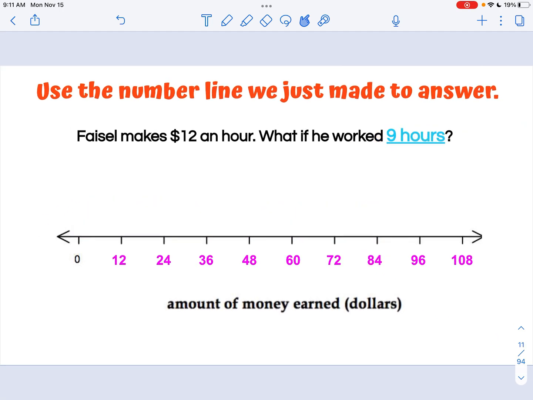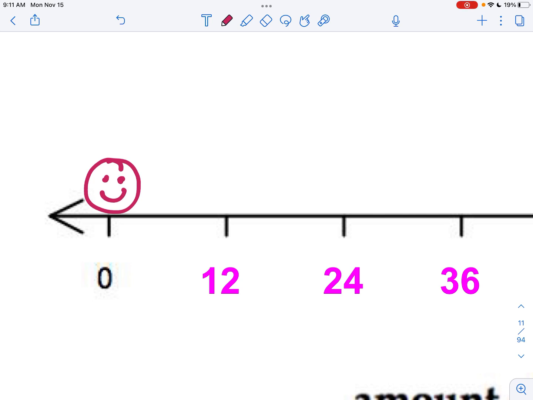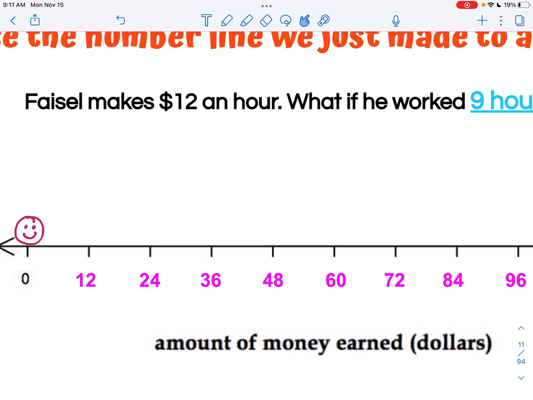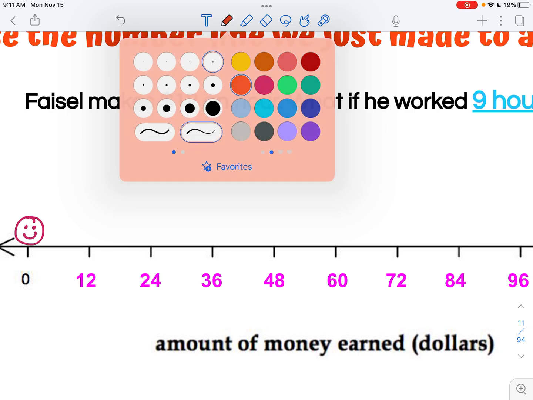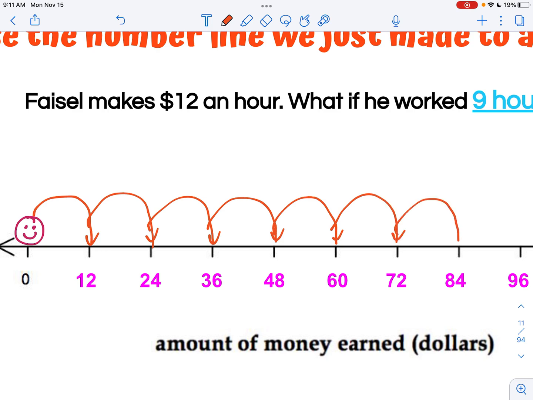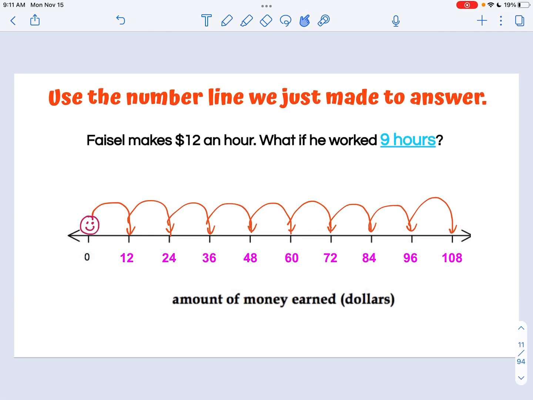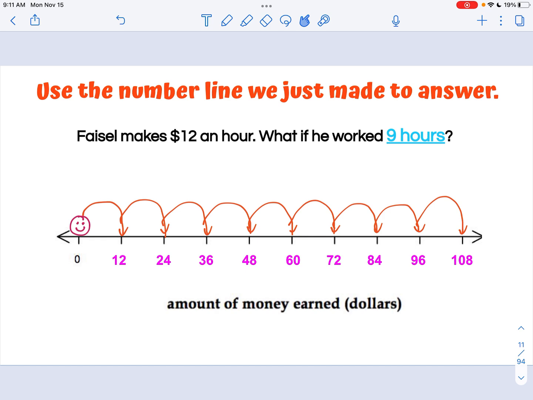Okay. What about 9 hours? Yes, it is possible to work for 9 hours. Is it fun? Nope. But sometimes we got to pay the bills. All right, so there he is. Still happy, paying off his cell phone, maybe saving for a car. 1 hour, 2 hours, 3 hours, 4 hours, 5 hours, 6 hours, 7 hours, 8 hours, 9 hours. All right, so you're starting to see the pattern.